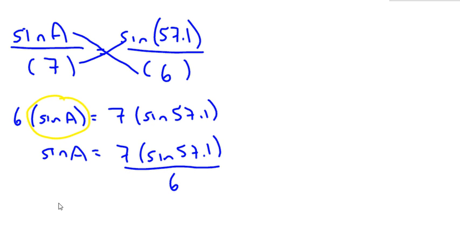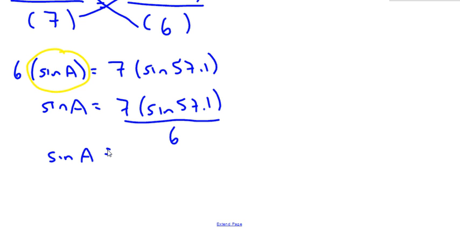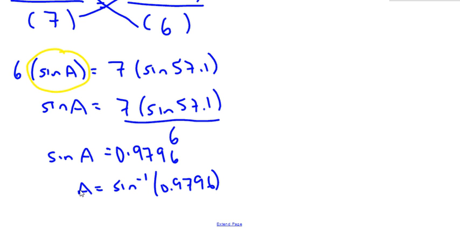And now I'm ready to type stuff into my calculator. So what do I get? Sine 57.1 times 7 divided by 6, 0.9796. And then if I do inverse sine, I'll find the value of my angle. So I get that angle A is 78.4 degrees. Yep, looks good to me.